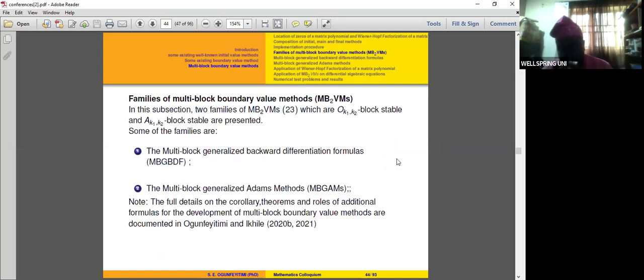Now, I want to mention some families of multi-block boundary value method. All that I've been doing so far are just the theoretical framework of the multi-block boundary value method. So we want to showcase two of the family. We have the first one, multi-block generalized backward differentiation formula, and we have the second one, multi-block generalized Adams method. How do we formulate this method?